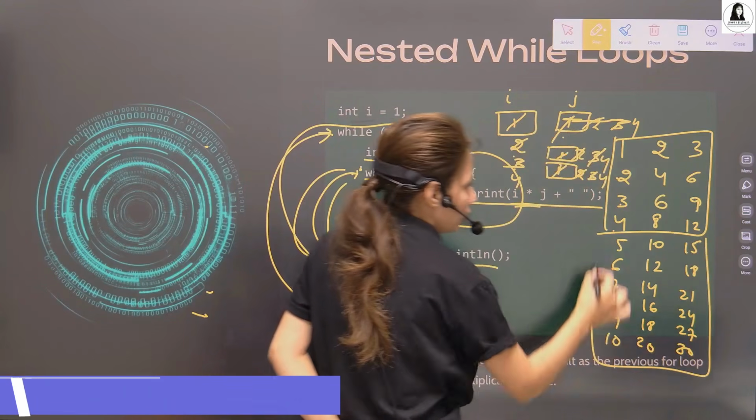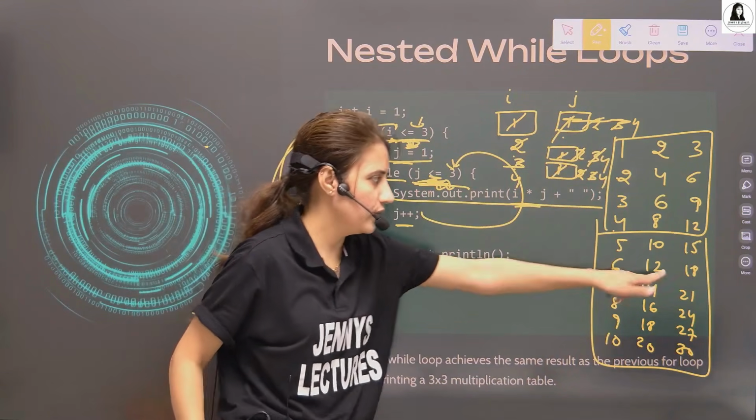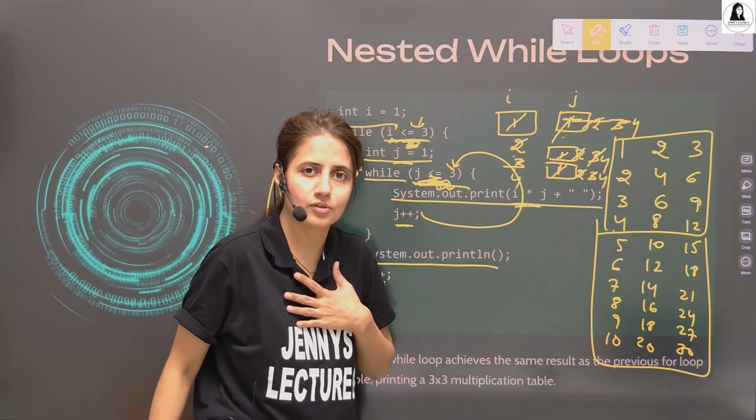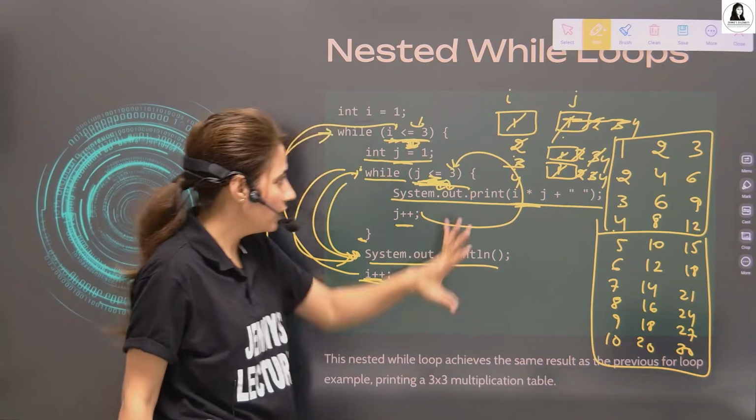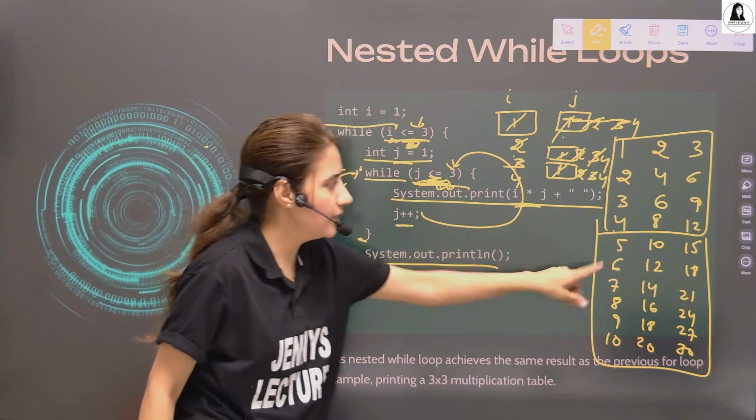Now you need to print the table of 1, 2 and 3. This complete output I want. Can you modify the condition? So pause the video, modify this program and print this thing.